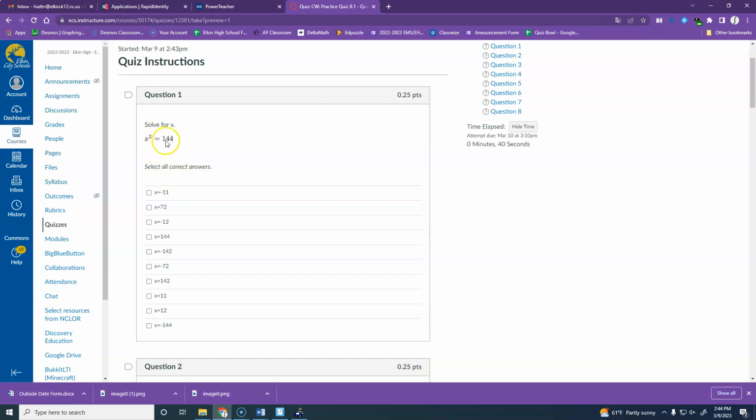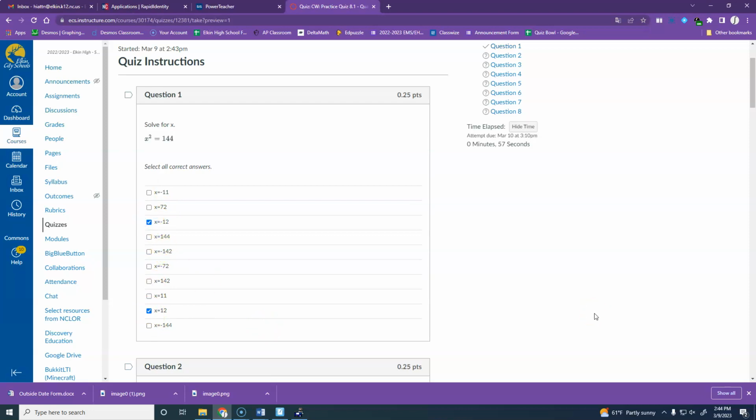So this is a pretty easy problem, x squared equals 144. What would we do to that problem? Square root both sides. Square root of 144 is 12. So I would pick 12. What else would I pick? Negative 12. So you'll pick 2 answers.